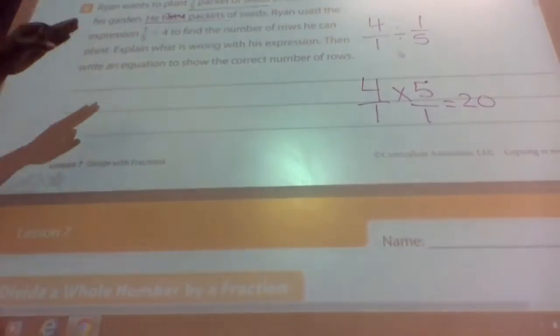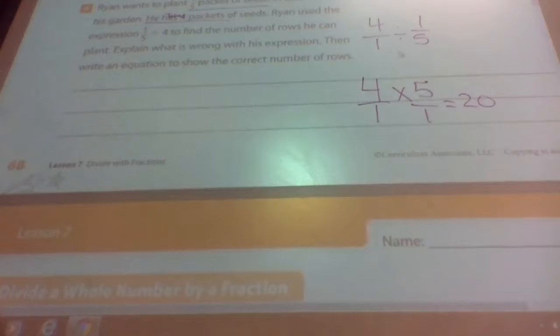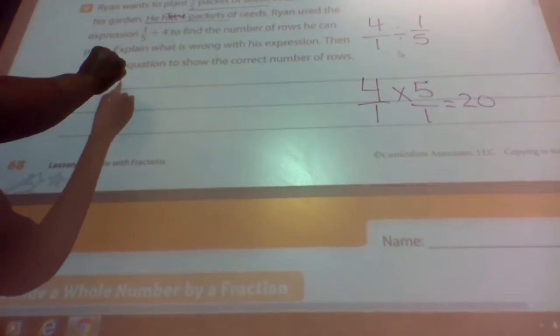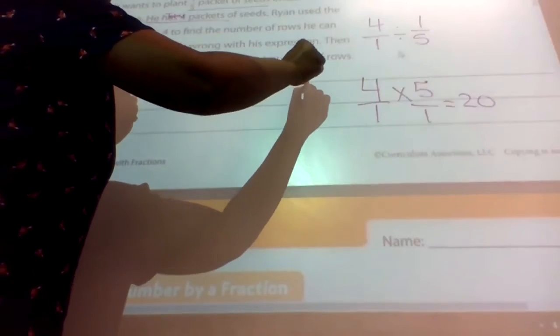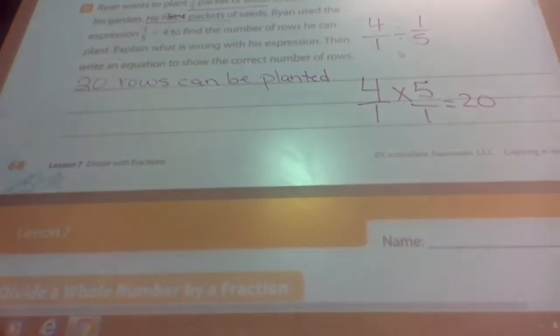So this will be 4 times what? 5, which is 20. So it says, how many rows can he plant? 20 rows. Okay, 20 rows can be planted, because he's going to only use 1/5 of a packet for each row, and he has 4 packets. So there's 5/5 in every one packet, so he can do 5 rows per packet. 5, 10, 15, 20. Okay?